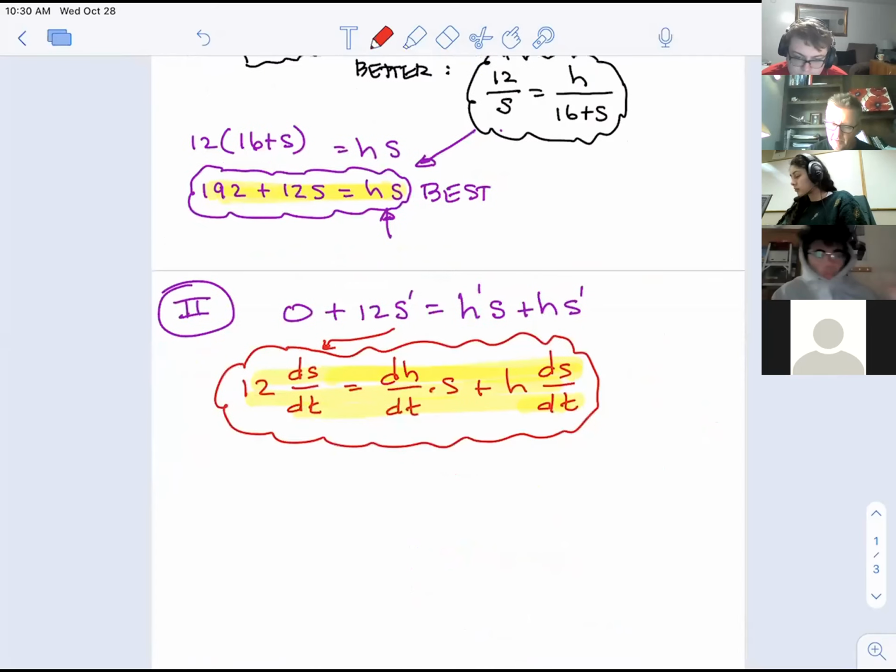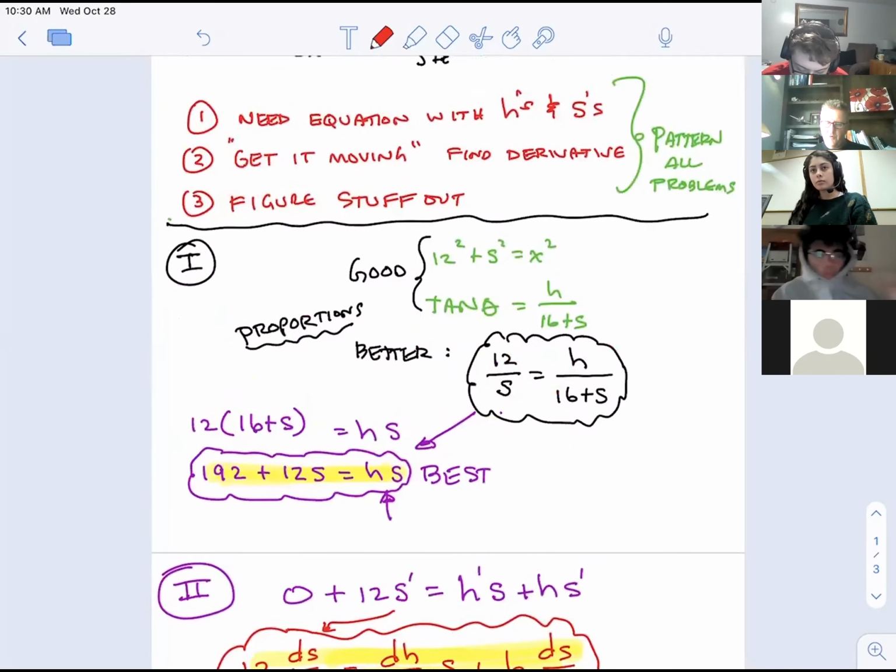So now let's just figure cool stuff out. So we found an equation, step 1, we got it moving by taking a derivative, step 2, and now let's just go figure stuff out.